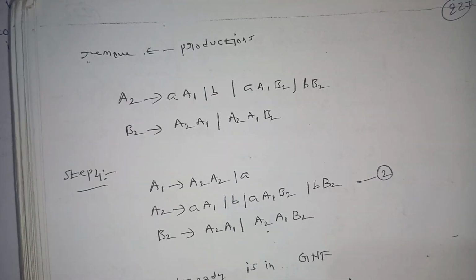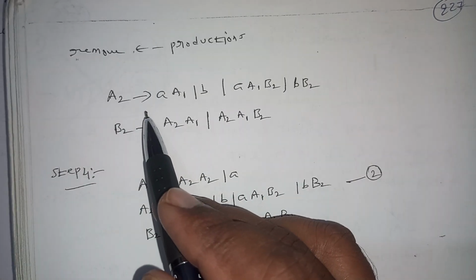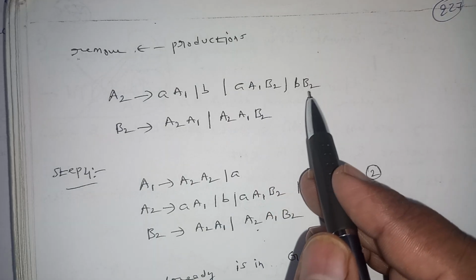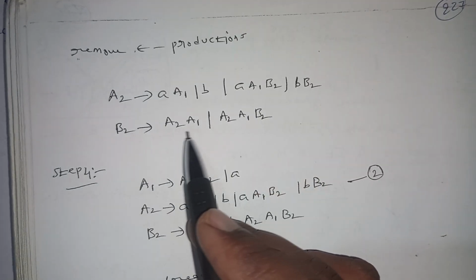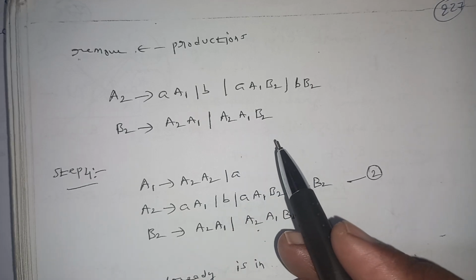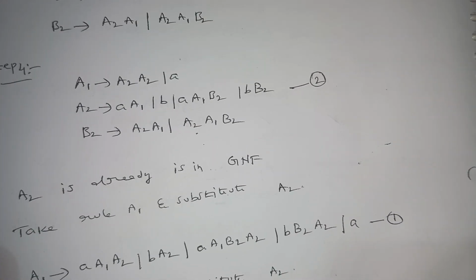Okay, so this is what I'm getting. When you remove null productions, I'm getting A2 tends to A1 or b, A1 b2 b b2. Okay, so b2 a2 a1, a2 a1 b2. Okay, that's it. And so that is all about it. So next, what you have to do.